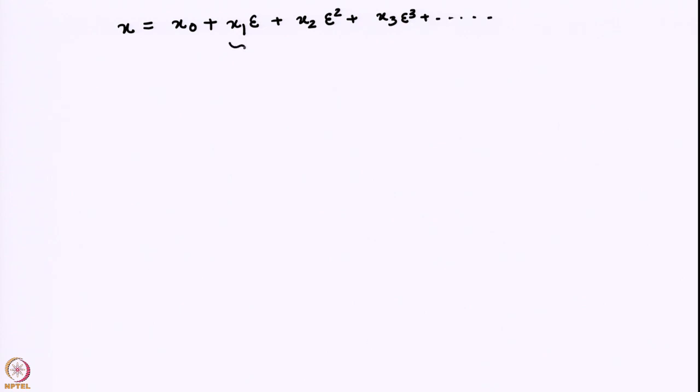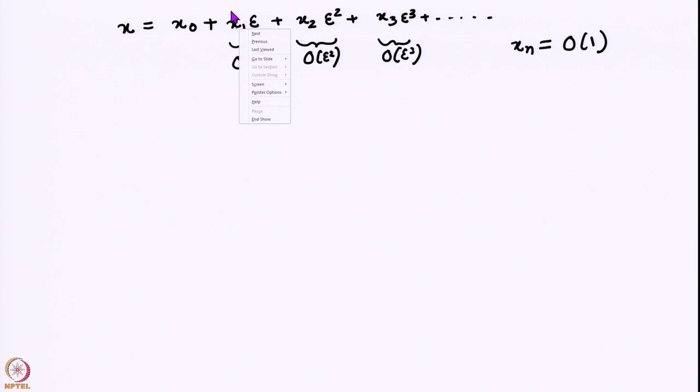Notice that each of these terms is an order epsilon term, an order epsilon square term, an order epsilon cube term, and so on. That is because we are assuming that all the xn's are order 1. So here we have an order 1 term multiplying an order epsilon term. Here we have an order 1 term multiplying an order epsilon square. The product is of the order epsilon square, and here it is order epsilon, here it is of the order epsilon cube.